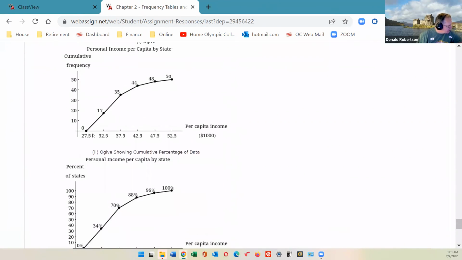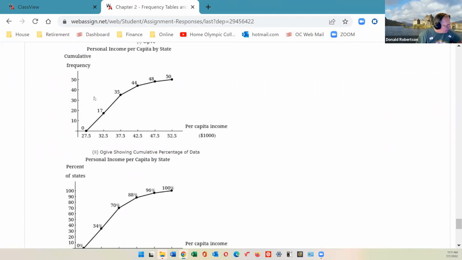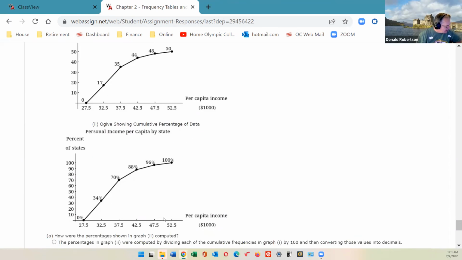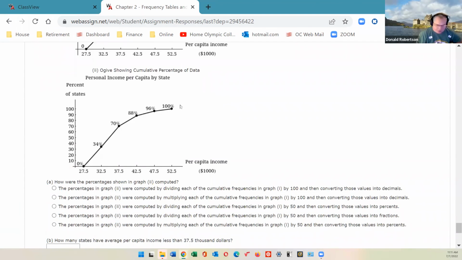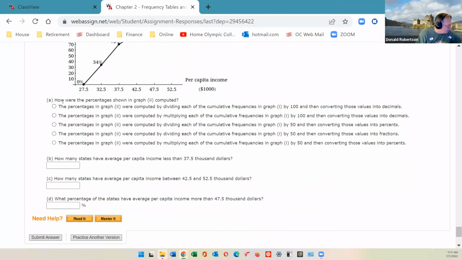Now, if you take this data and you do it as a percentage, all they're doing is saying, okay, 17 out of 50 is 34%, right? 48 out of 50 is 98. Isn't this basically telling you the same information, but in terms of what percentage of the states have this income or less? And then it goes on and it just asks us some questions, not that many.